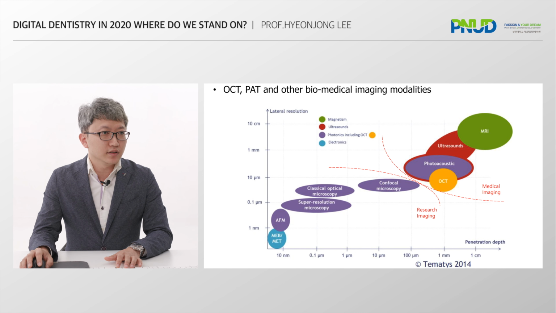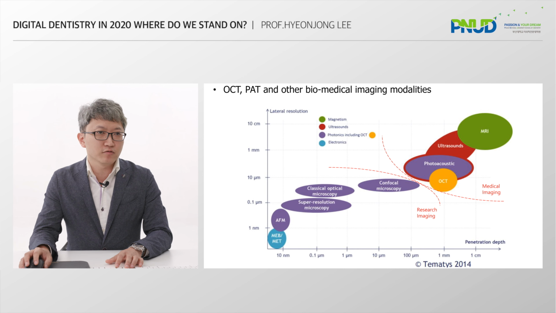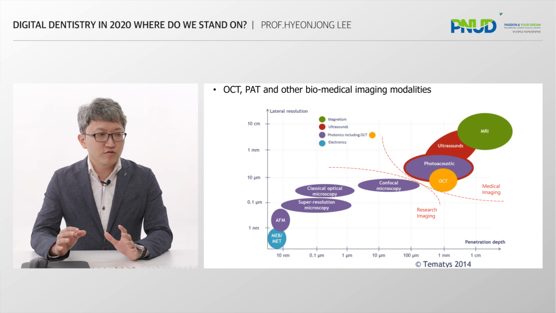So let me show you another figure. Here is classical optical microscopy, and this area is OCT area. So using the infrared light, we can penetrate the surface and we can get more and more good information for diagnosis. There are various spectrums of electromagnetic sources for research use and medical use, and we don't need to use only visible light.